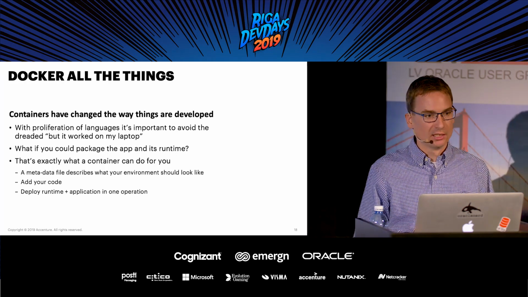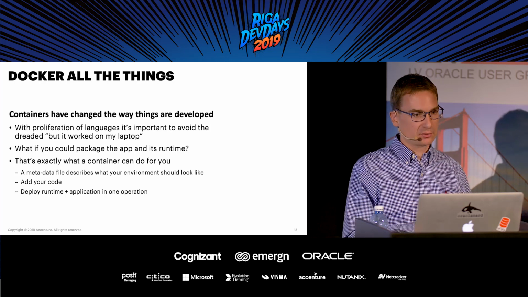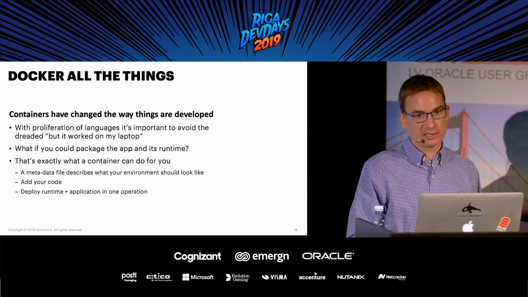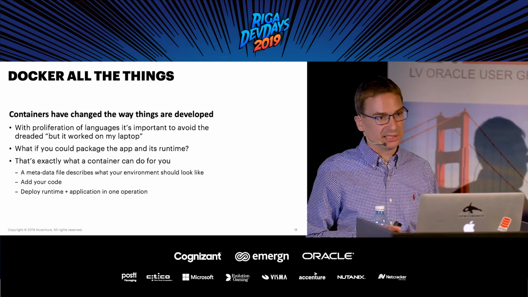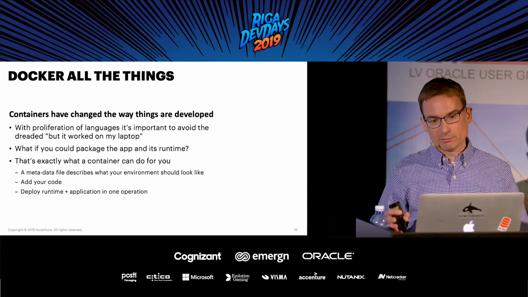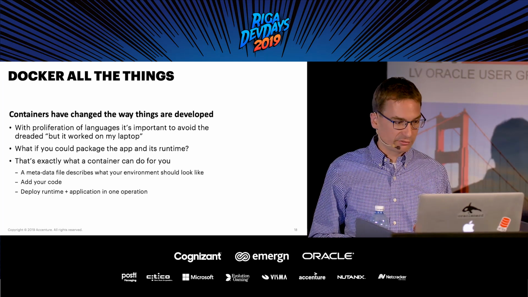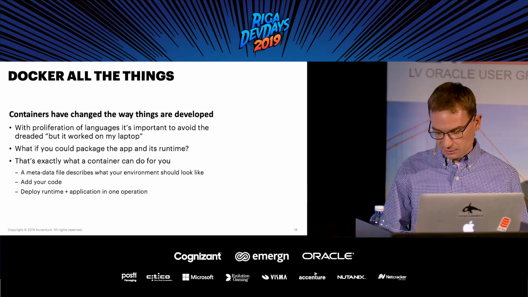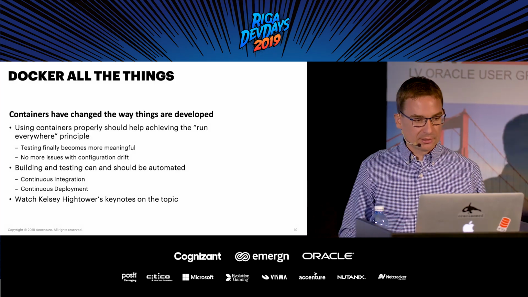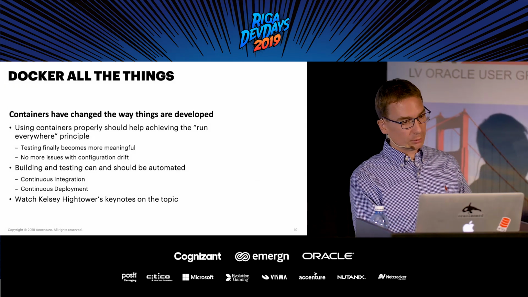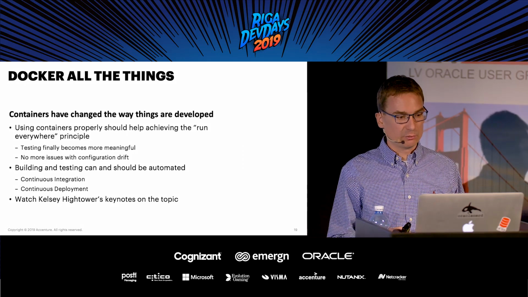So it doesn't matter where you run it, if you run it in-house on premises or in the cloud, as long as the image is the same and the runtime information hasn't changed, it should run pretty much everywhere. So that's really good. If you use this properly, it should achieve the run everywhere principle.